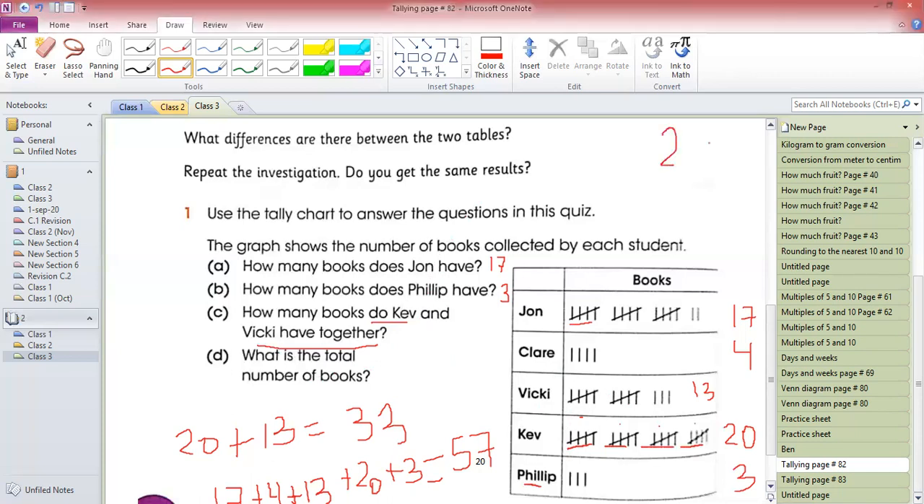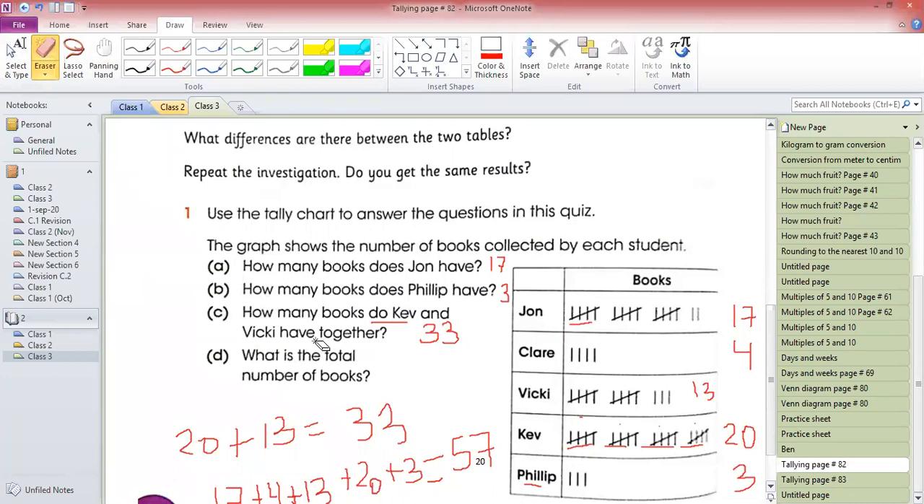20 plus 13. When you write 20 and 13 and you add, 3 plus 0, 3, and 2 plus 1, 3. So it becomes 33. So you will say there are 33 books total. So how many books do Cave and Vicky have all together? They have a total of 33 books.